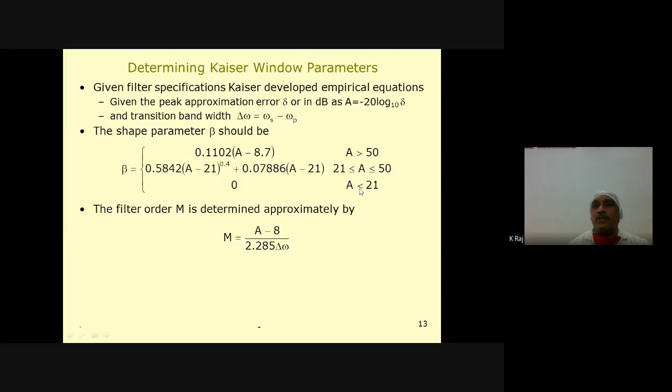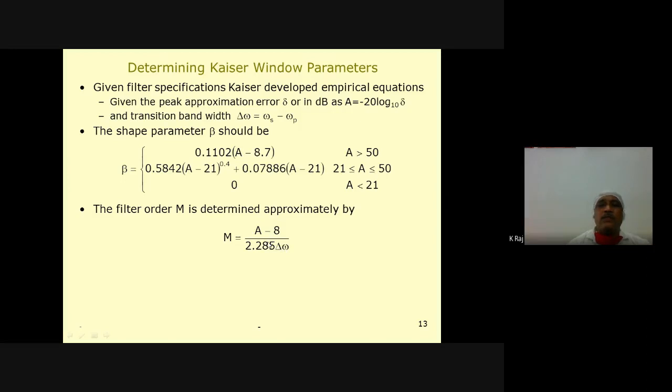If it is less than 21, beta will become 0, and if it lies between 21 and 50, then beta will be defined by this formula: 0.5842 (A − 21)^0.4 + 0.07886 (A − 21). And if it is greater than 50, then this will be described by this formula: 0.1102 (A − 8.7). And how will the order of the filter be calculated? In order to calculate the order of the filter M, we will use this formula in which we have to utilize the value of A and the transition width.